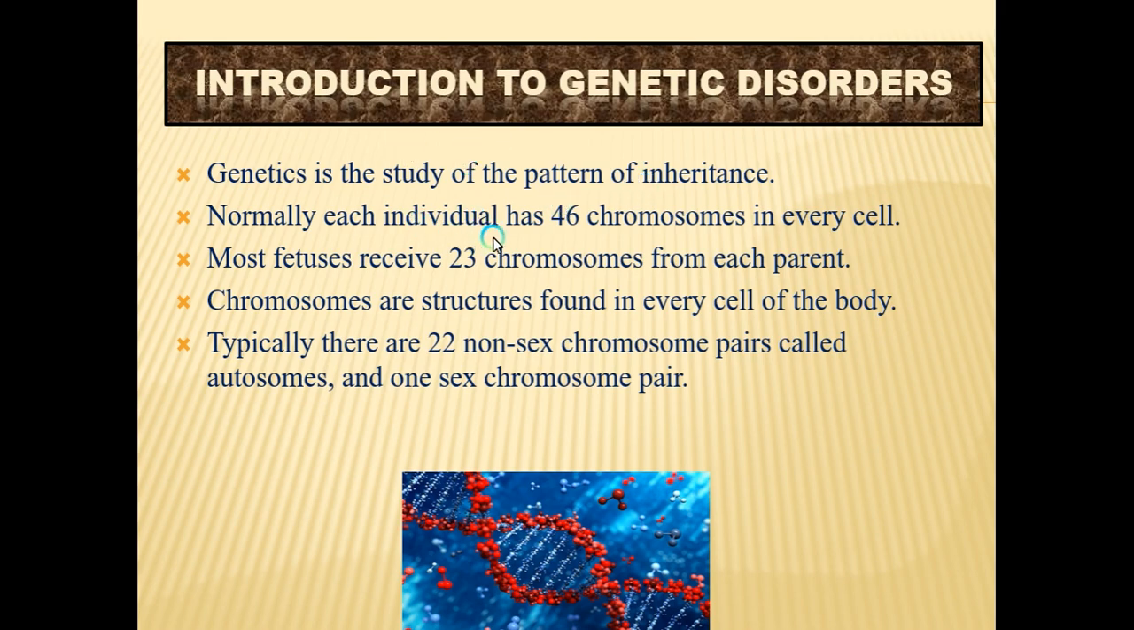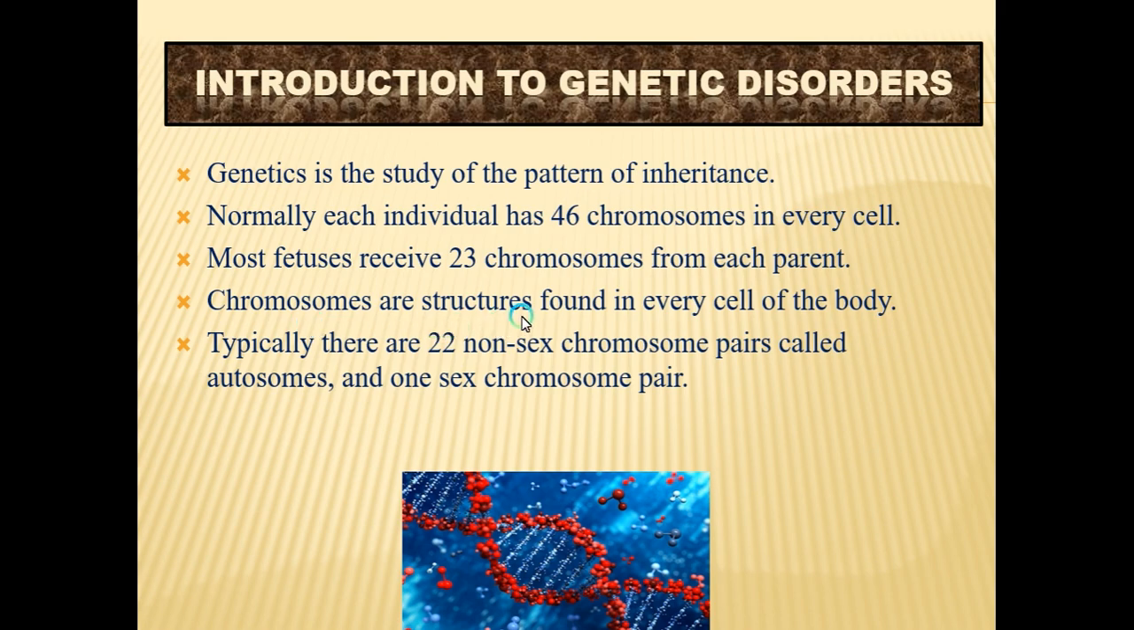So normally in every cell there are 46 chromosomes, and during meiotic division, during reproduction, the fetus receives 23 chromosomes from each parent. So that way 23 plus 23 becomes 46. One zygote will have 46 chromosomes, 23 from the father and 23 from the mother.